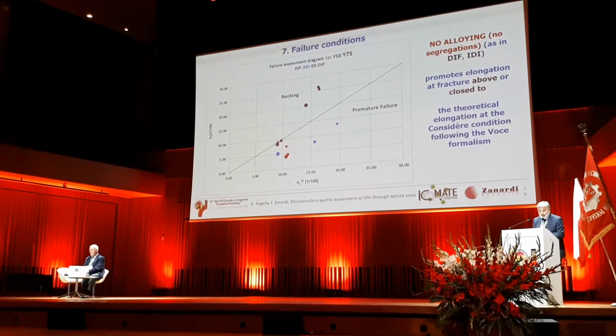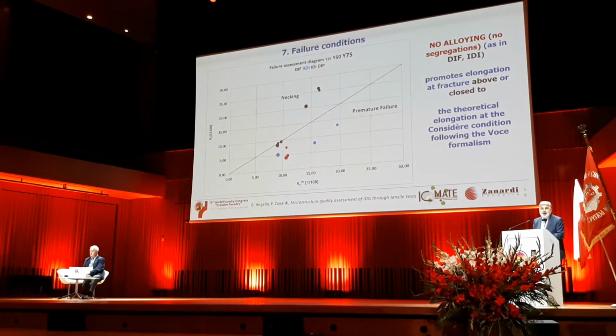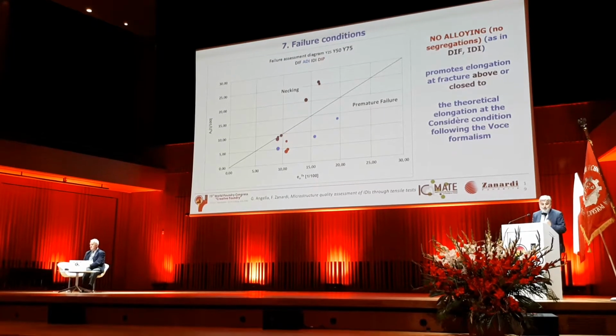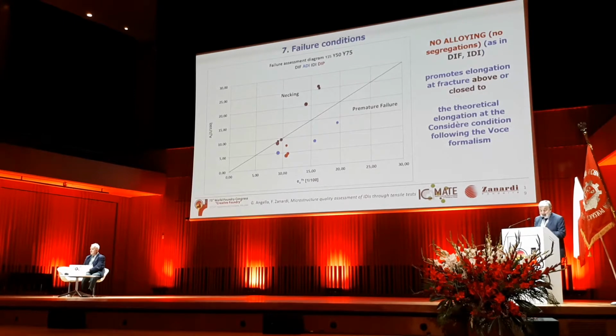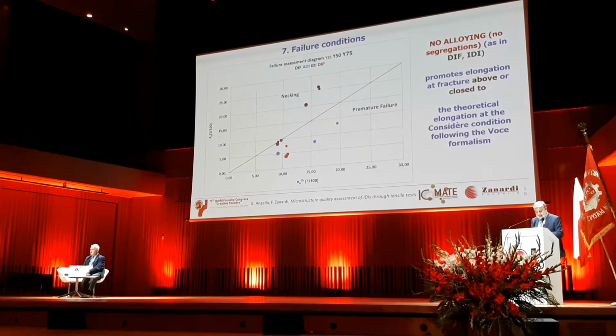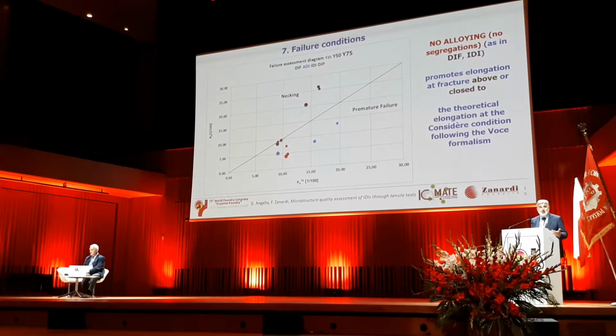And pearlitic grades, because of segregation of the copper alloying elements we put in to obtain the as-cast pearlitic, these grades are typically breaking before the theoretical considered condition calculated by Voss, while the IDI, the isothermed ductile iron, is breaking approximately at the considered condition, as a demonstration of the importance of not having segregation at the grain boundaries.